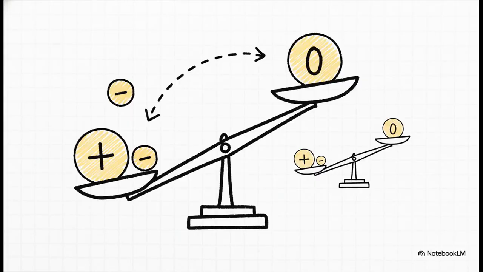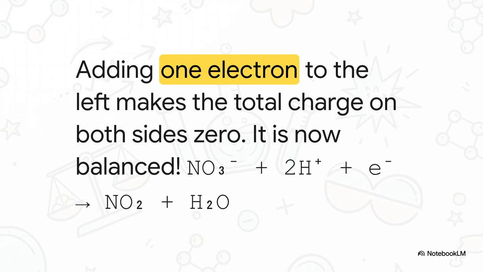The rule here is dead simple. You can only add one thing, electrons, which are negatively charged, and you always add them to the more positive side. For us, the left side with its +1 charge is definitely more positive than the 0 charge side. To get that +1 charge down to 0, we just need to add one negative charge. So we add one electron, one e-, to the left side, and just like that, the total charge on the left is now 0 and the right is 0.